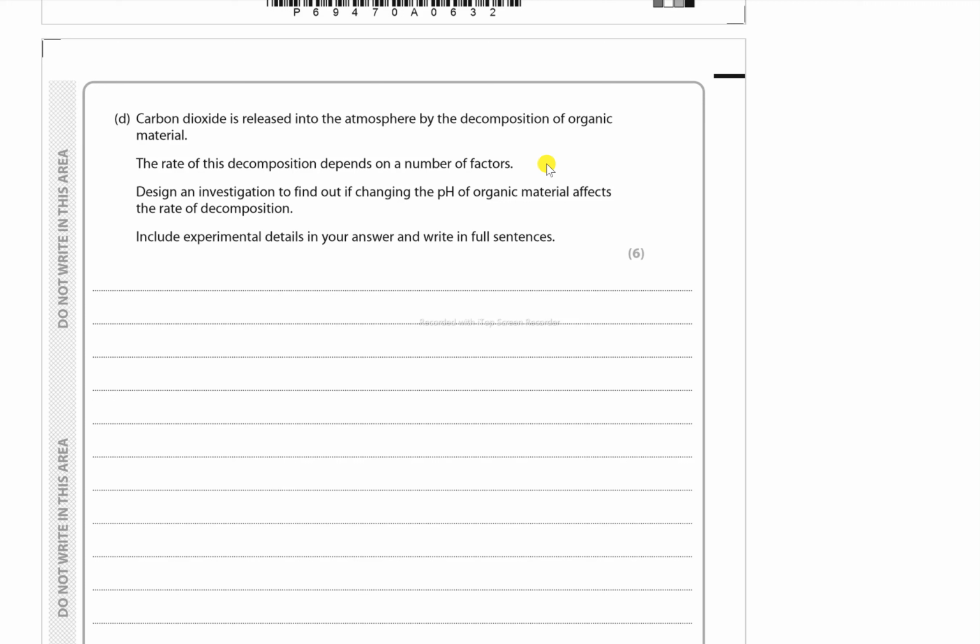So we need to design an investigation. When that comes to mind, I think of CORMS and I look at the number of marks and it frightens me. CORMS. Right. So we want to find out how changing the pH of organic material affects the rate of decomposition. Right, okay. Let's run with that. A 6 marker. So they want to know changing pH.